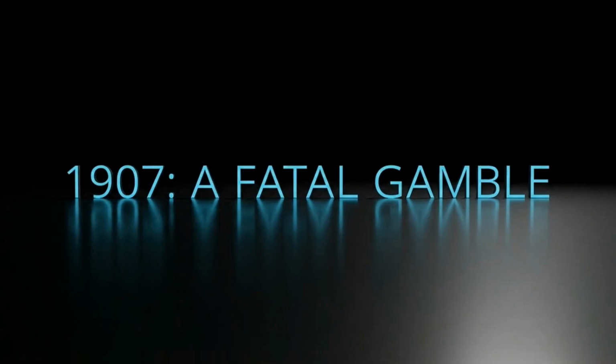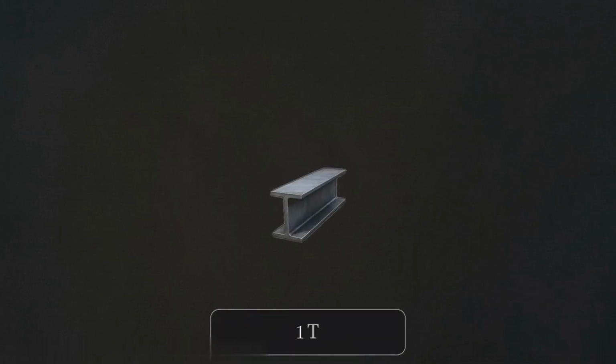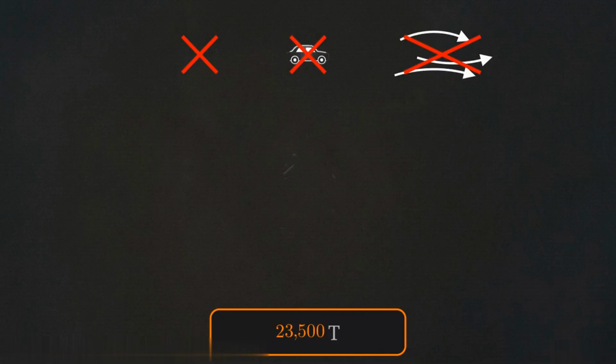That ambition peaked with the Quebec Bridge project. The goal was to build the longest cantilever span in the world, stretching 1,800 feet across the St. Lawrence River. To understand what went wrong, you have to look at the dead load, the absolute weight of the raw steel structure itself, before you add trains, cars, or wind.